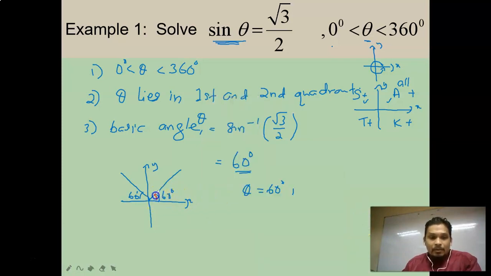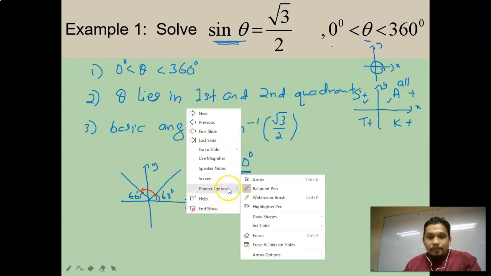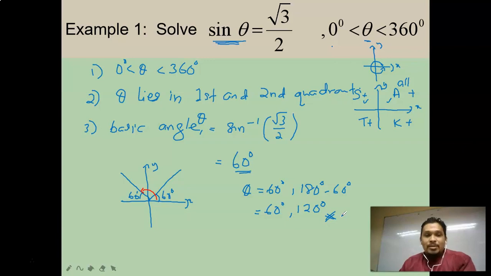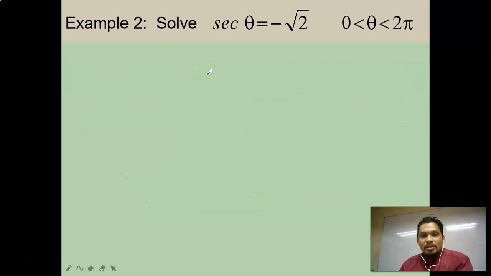And another angle down here, from here then ending up until here, which is 180 degrees minus 60 degrees, equal to 120 degrees. So that is the first example, the steps that we need to consider one by one. Let's take a look at another example then.